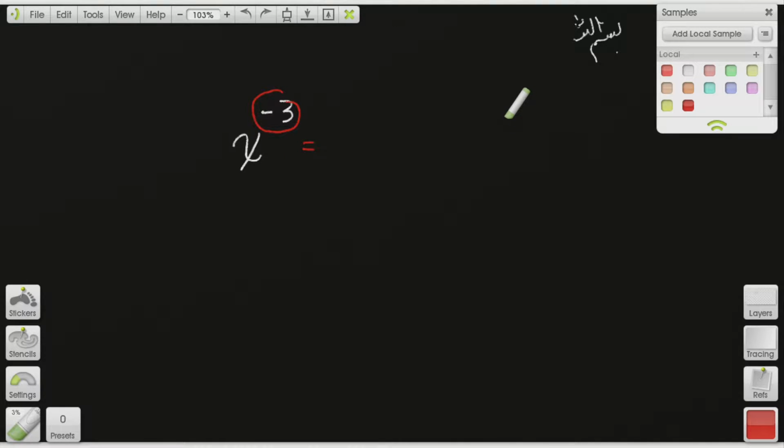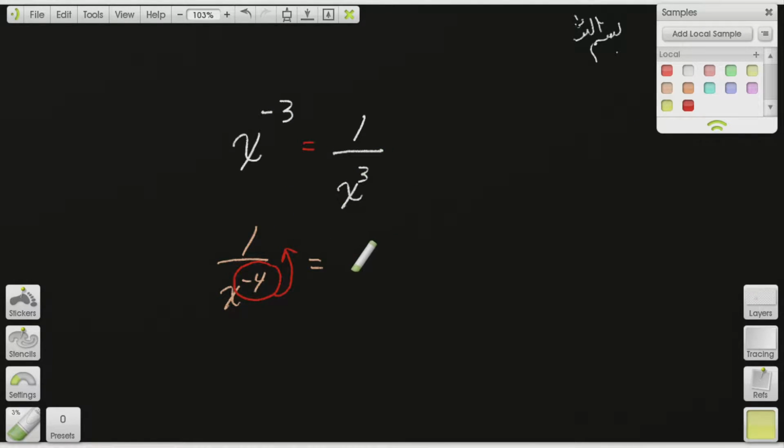So when it's a negative exponent like this, you can rewrite it as 1 over x to the 3, like this. Or if it's the other way, 1 over x to the negative 4, a negative exponent means it kind of doesn't belong here. It wants to go on the other side. If it's in the numerator, it goes to the denominator. If it's in the denominator, it goes to the numerator. So this becomes x to the 4th. Okay, so this is a rule regarding negative exponents.